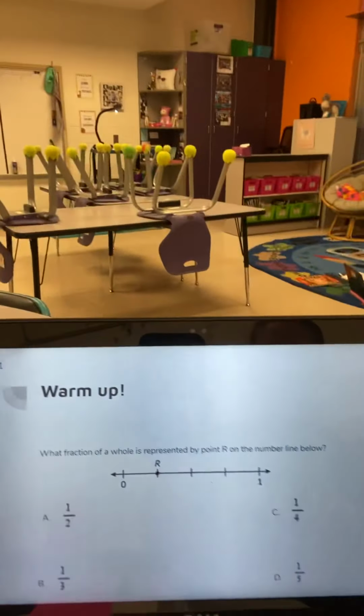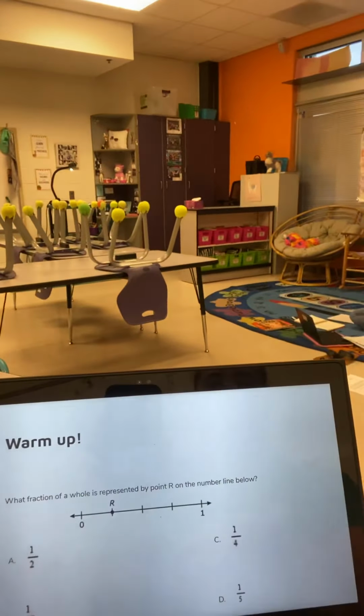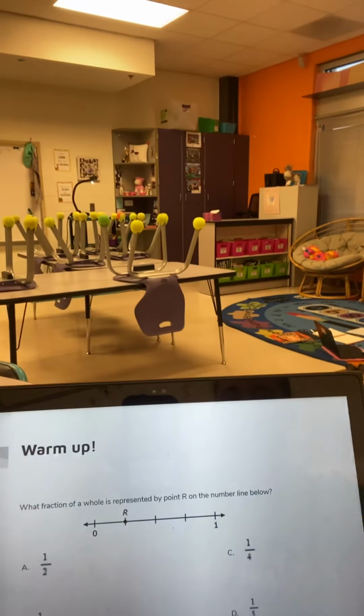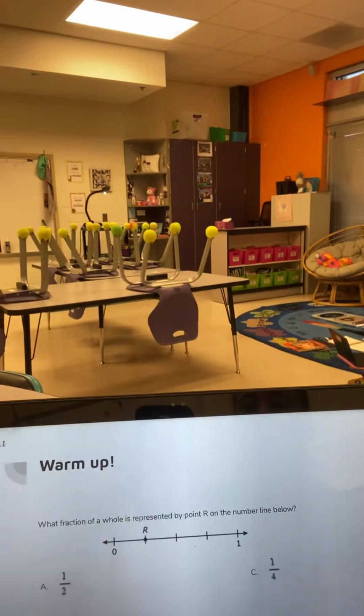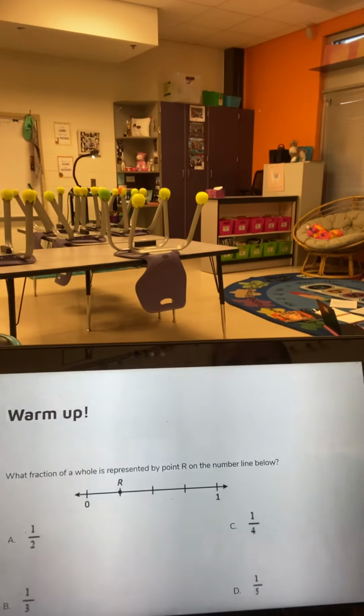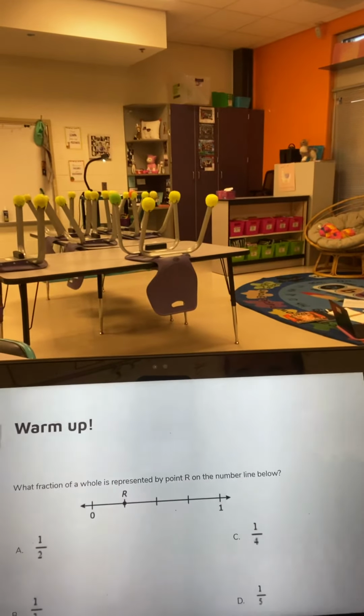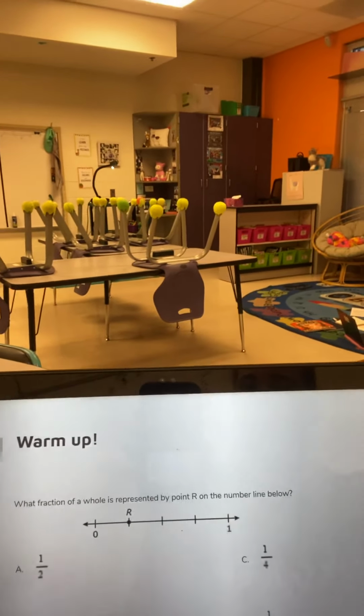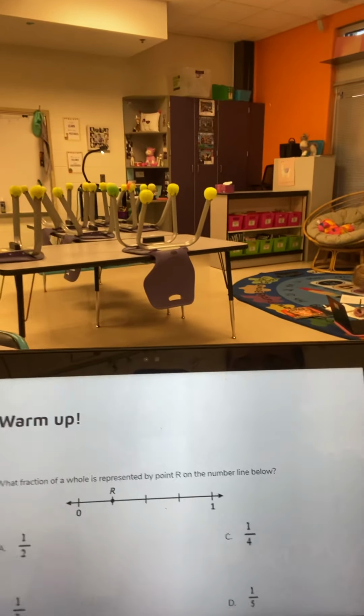So we're going to go to the next one. If you're following along on our slideshow, go ahead and click next. You should get your screen that looks kind of like this. We're still warming up. And it says, what fraction of a whole is represented by a point R on the number line below? Wow. What do we notice about that number line to start with?